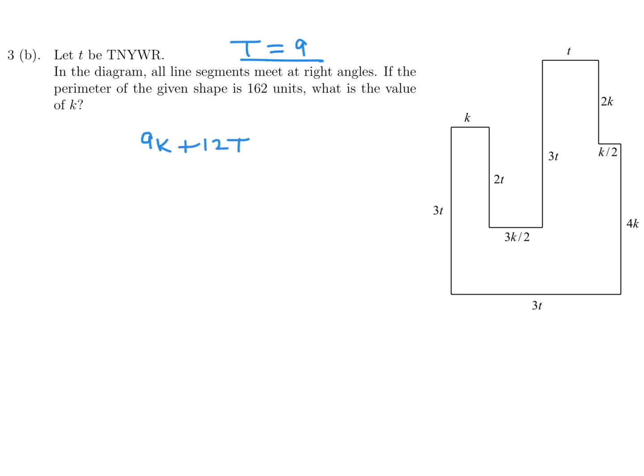Add up all the K's, add up all the T's. Essentially, you're trying to get the perimeter. And they're telling you that's 162. Okay, so shouldn't be a problem. So T is 9 here. And that's it. That's the basic algebra. When you solve for this, you'll get K equal to 6.